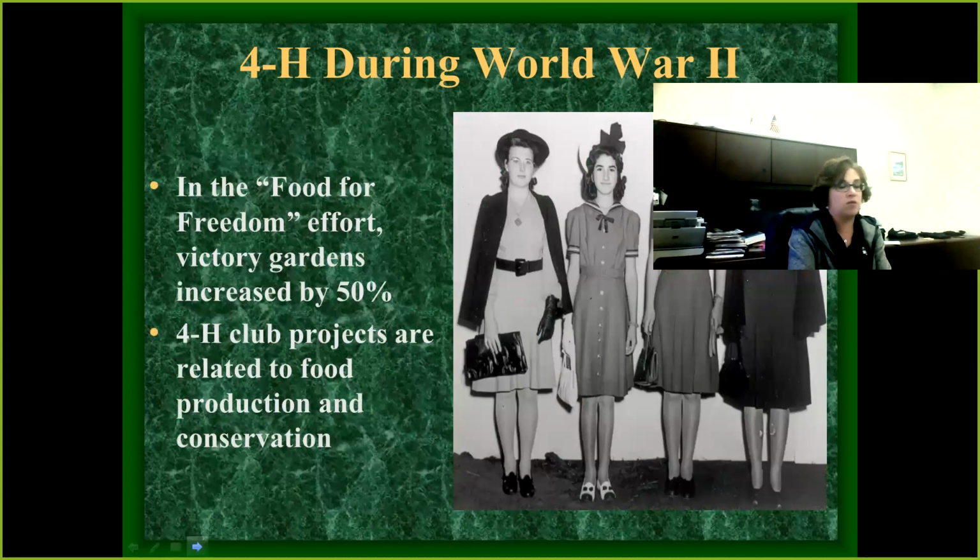And then also there was a Food for Freedom effort. The Victory Gardens, or gardens, increased by 50%, and most of the 4-H club projects were related to food production and conservation. Again, trying to help the war effort.